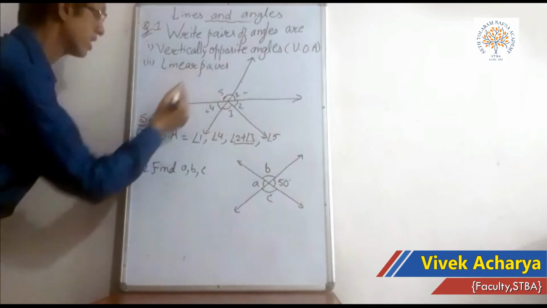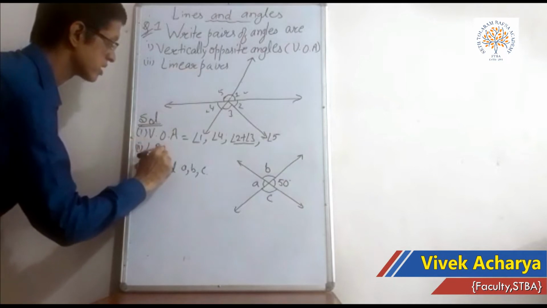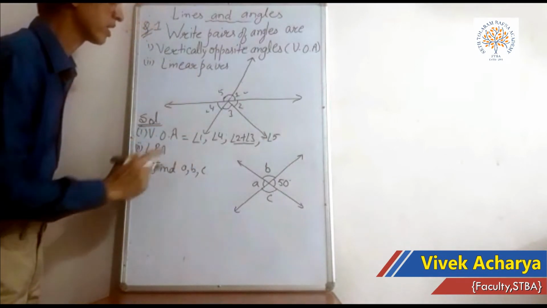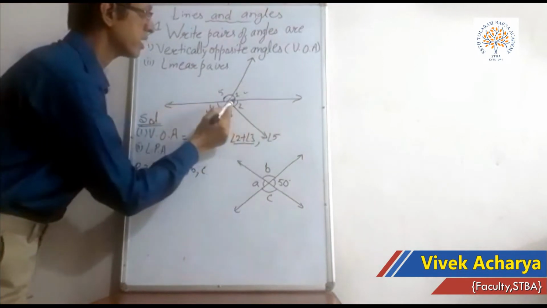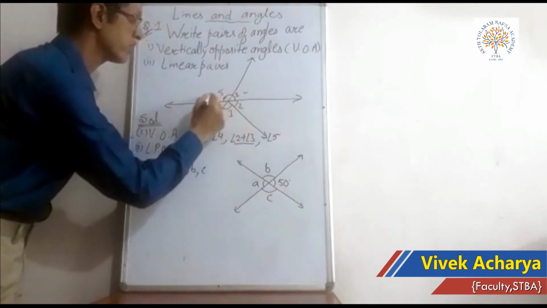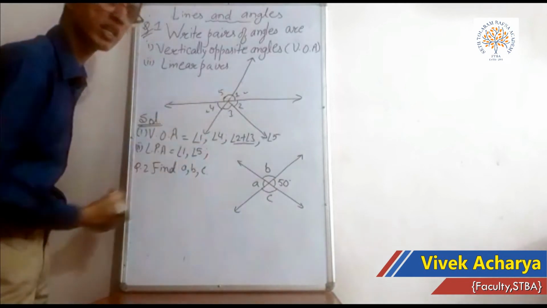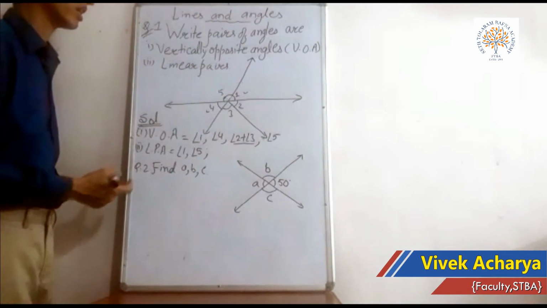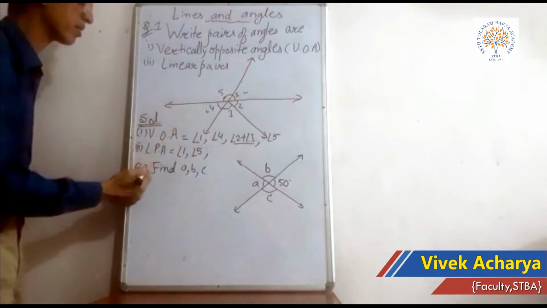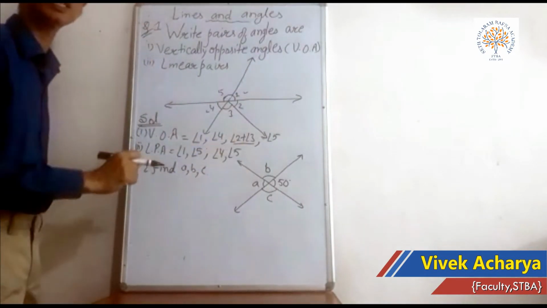Now second, I have to write linear pair angles in this figure. Linear pair angles are pairs of angles whose sum is 180. Now look here, this is a straight line. Angle 1 and angle 5 are linear pair angles, because 1 and 5 are adjacent angles whose sum is 180 degrees. So this is a pair of linear pair angles. In a similar way, if you look at this straight line, angle 4 and angle 5 are also a pair of linear pair angles.